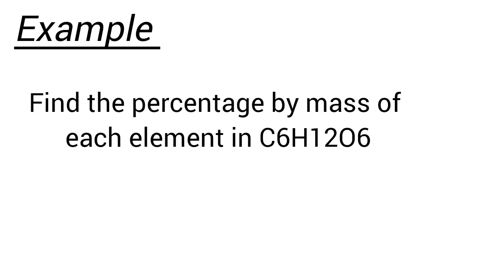Now let's take this example. Find the percentage by mass of each element in glucose. So using the steps we highlighted previously, let's solve this problem. We said the first step, we find the mass of each element in the compound. In glucose, there are three elements, which are carbon, hydrogen, and oxygen. So for the first step, we find the masses of these elements.